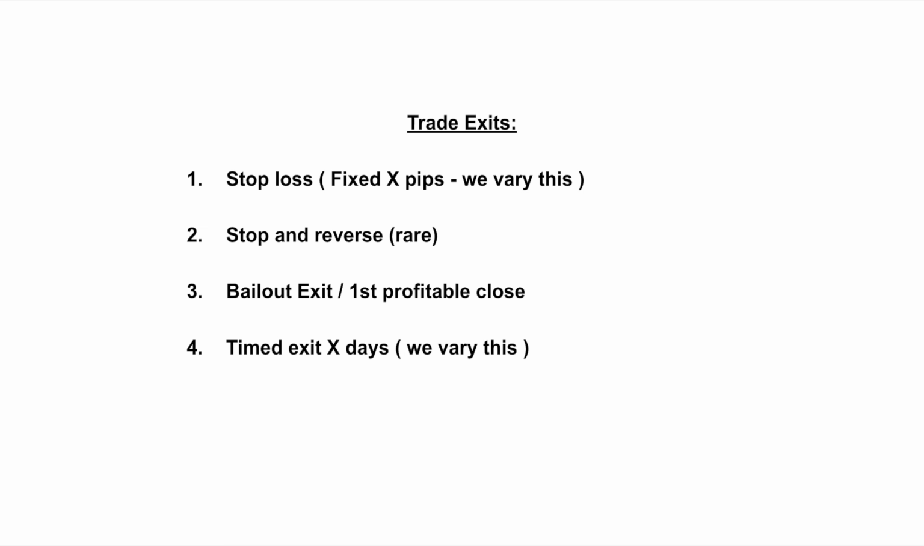Number two, we've got a stop and reverse. Now this is rarely going to happen. This is when we don't get stopped out and we don't exit for profit or loss. And let's say that we're long. It means that if we get a setup to go short, then we get out of the long trade and get into the short trade. So we stop and reverse, but that rarely happens with the exits that we're using. Number three, we've got a bailout exit. Sometimes I call this the first profitable close.